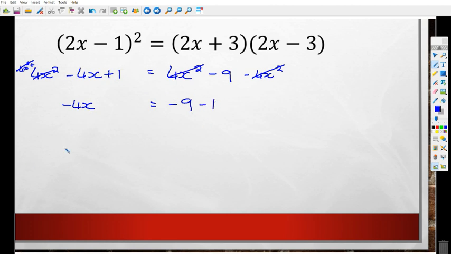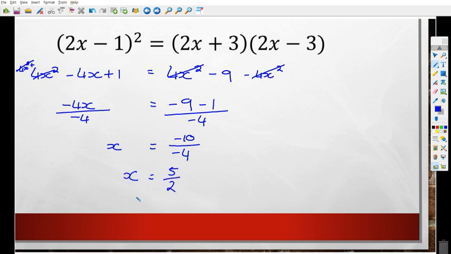Fantastic. Now I look at this. I just want x. So I ask myself, what's happening to x? It's being multiplied by negative 4. What's the opposite of that? Division. So I'm going to divide by negative 4 on both sides. This is going to give me x, and this is going to be negative 9 minus 1, which is negative 10 over negative 4. Negative divided by negative is a positive. 10 divided by 4 is 5 over 2.